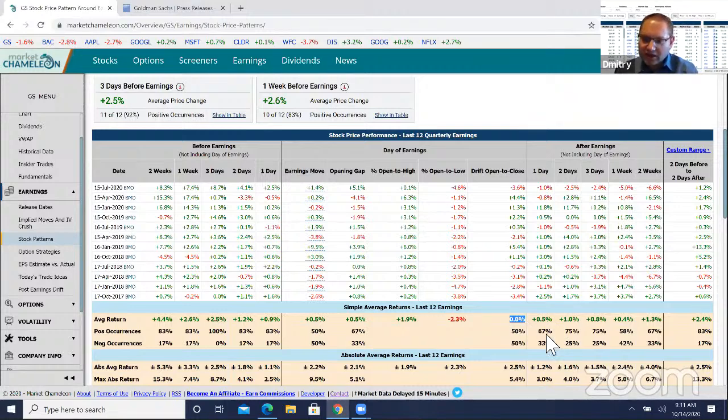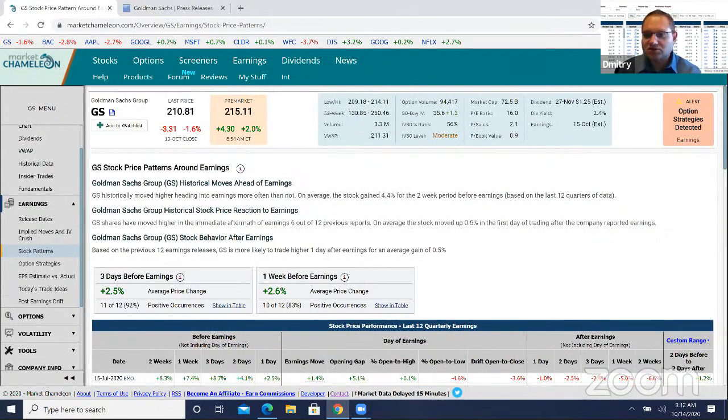It does look like coming out the next day, 67% of the time it was higher, and on a 2-day hold, 75% of the time it was higher for an average gain of 1%. So still, more oftentimes it was stronger than weaker coming out of earnings. And heading into earnings, it looks like that's where it was the strongest. So even prior to earnings, it looks like it tended to rally into the earnings. That's Goldman Sachs price action analysis.